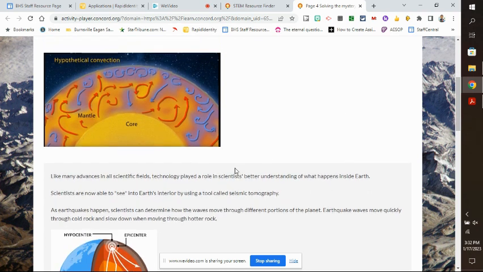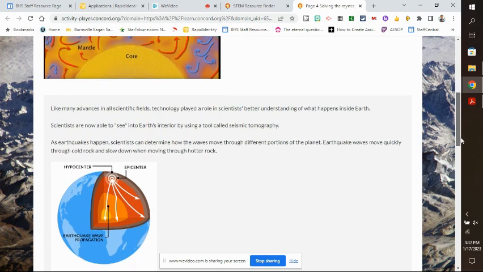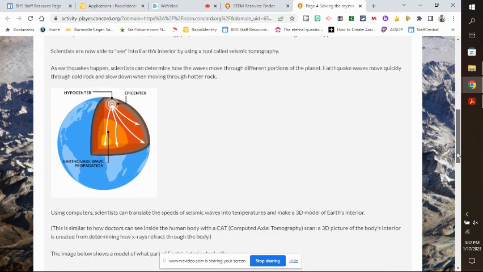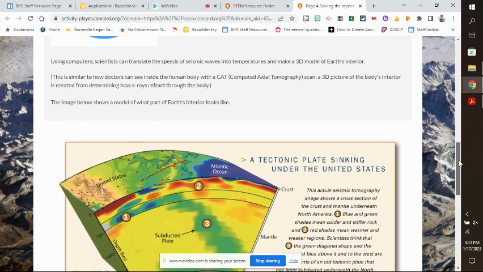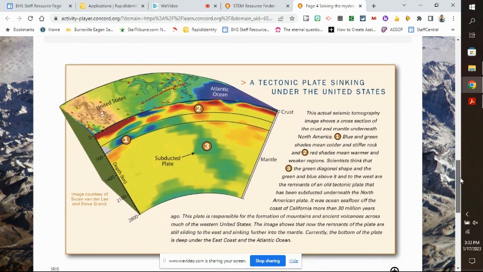Like many advances in scientific fields, technology played a role in scientists' better understanding of what happens inside the Earth. Scientists are now able to see into Earth's interior by using a tool called seismic tomography. As earthquakes happen, scientists can determine how the waves move through different portions of the planet. Earthquake waves move quickly through cold rock and slow down when moving through hotter rock. Using computers, scientists can translate the speeds of seismic waves into temperatures and make a 3D model of Earth's interior. The image below shows a model of it.